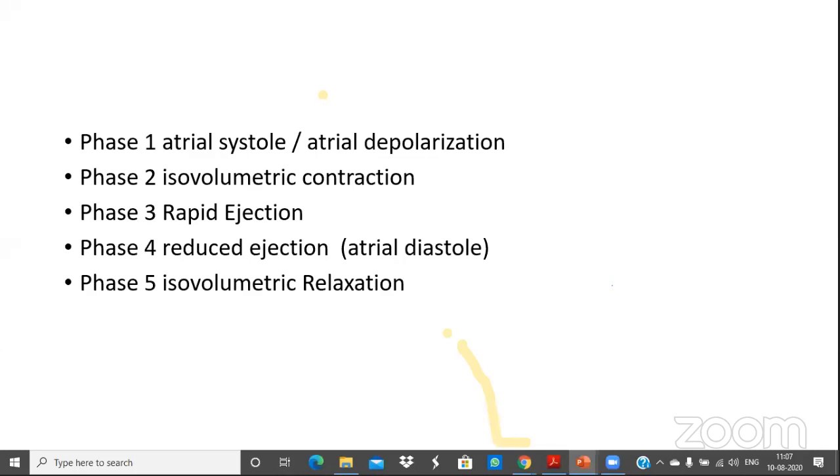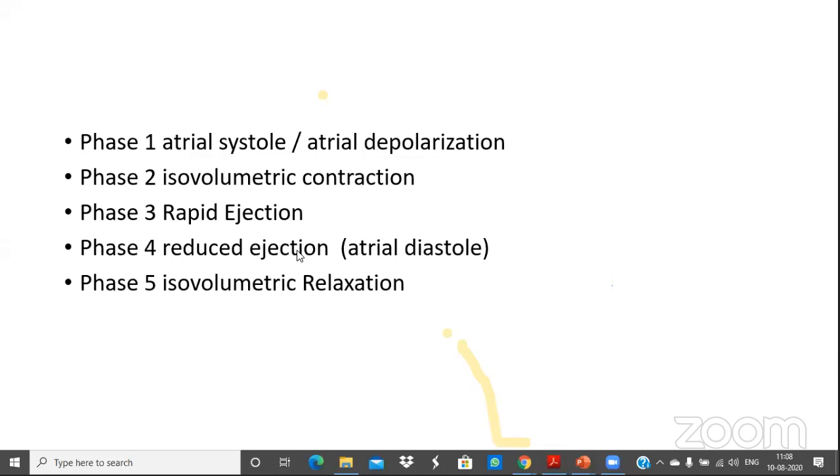Second thing, rapid ejection. That means rapidly ejecting the blood. Ejection means the blood goes out of the heart. Ejection is called ventricular systole. When ventricular systole happens, the tricuspid and bicuspid valves close. That's where the first sound comes.